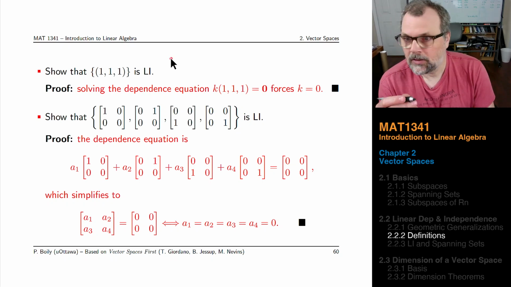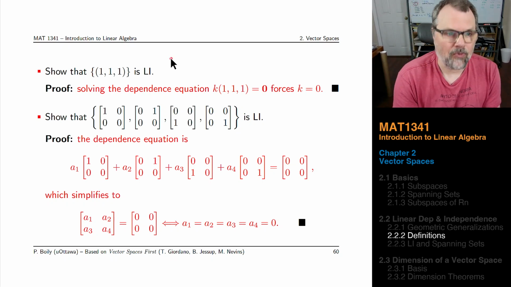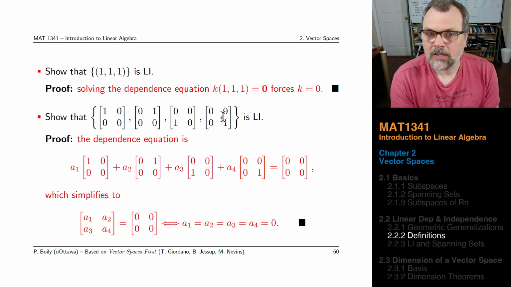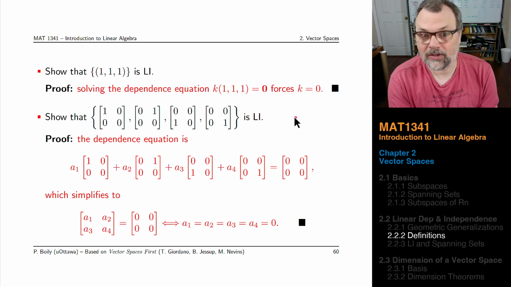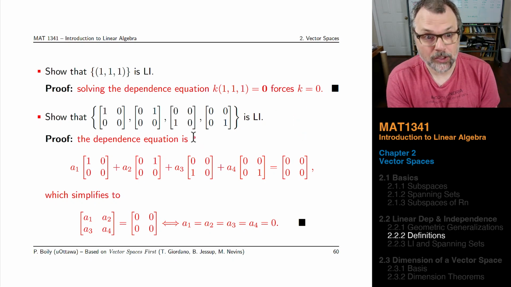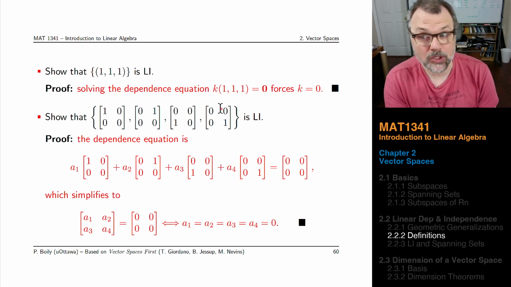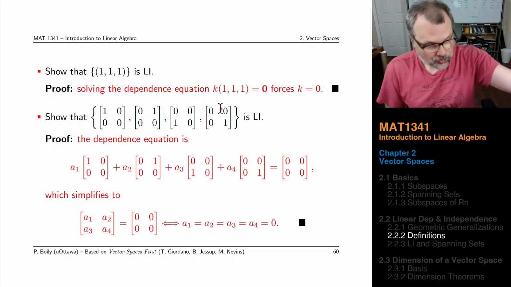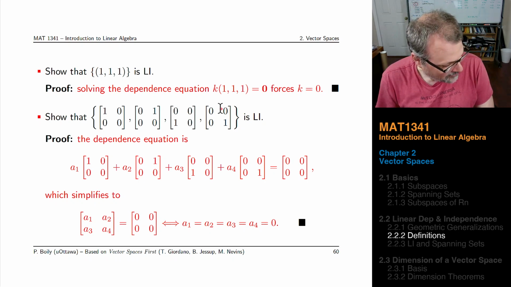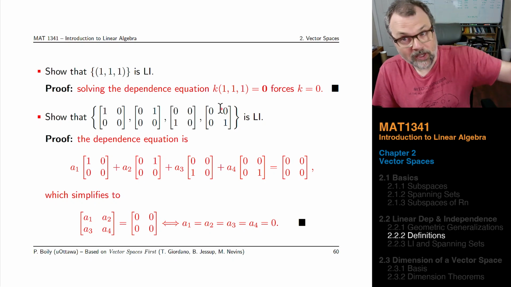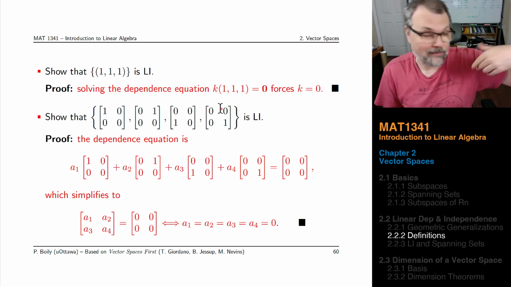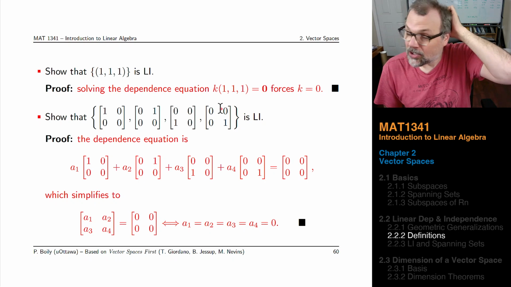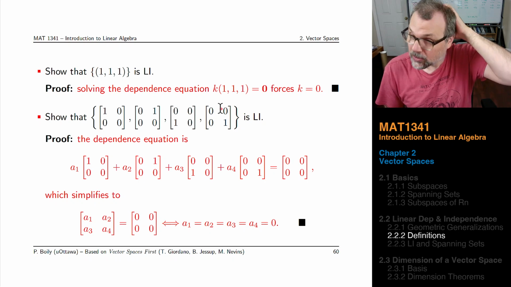What is the dependence relation? I write a linear combination of the vectors in my set. I set it equal to the zero vector, which in this case would be the zero matrix, because all of these vectors are really 2 by 2 matrices. If I want to show that something is linearly independent, I show that there's only one way to solve the dependence equation. If I'm trying to show that they're linearly dependent, I might exhibit a non-trivial solution to the dependence relation.